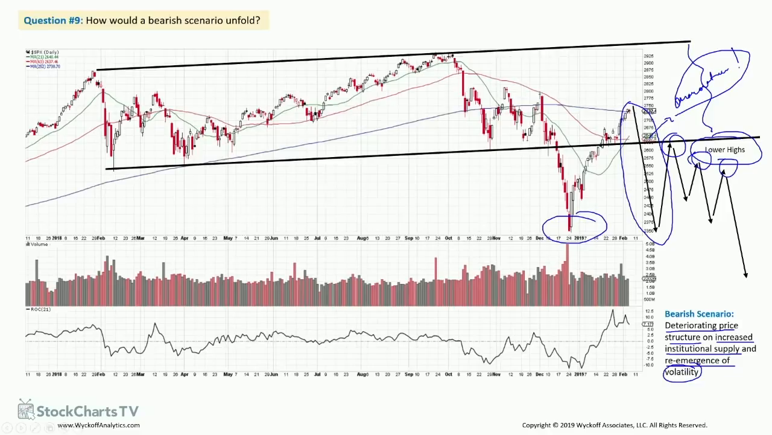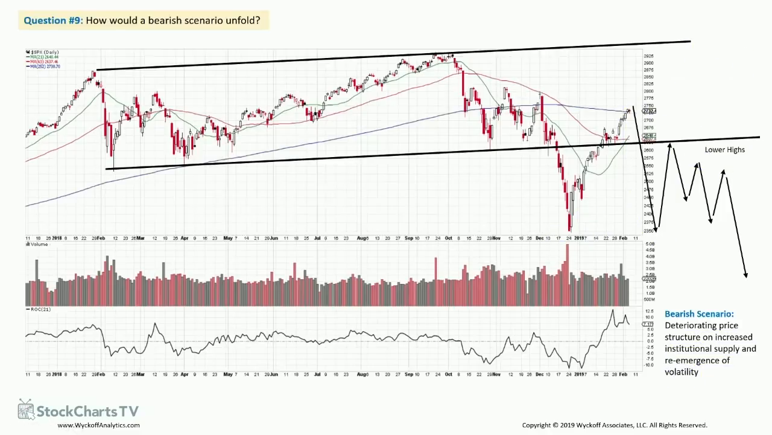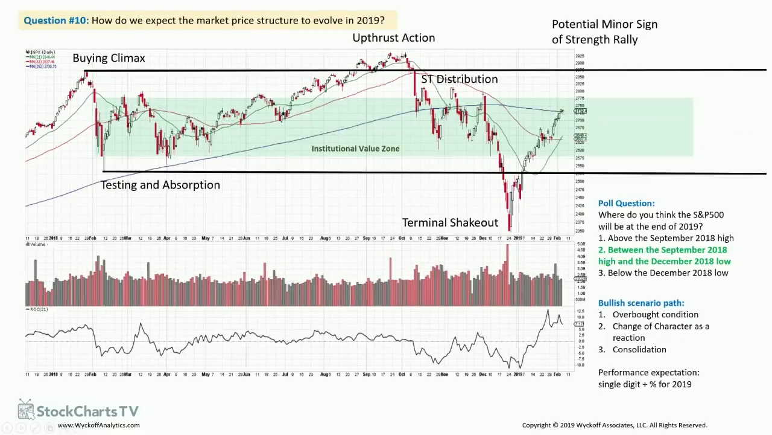And by the way, this reaction that's going to come is going to have some volatility, because a lot of people are going to be emotionally remembering the latest decline that we had from September to December. They're still going to be vulnerable to act on that.